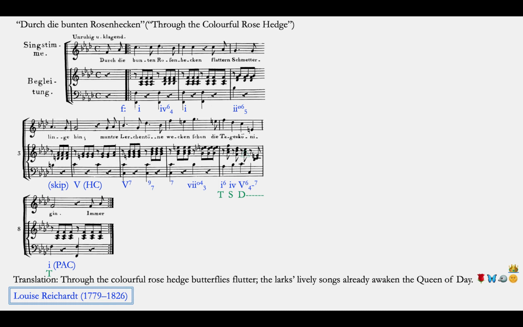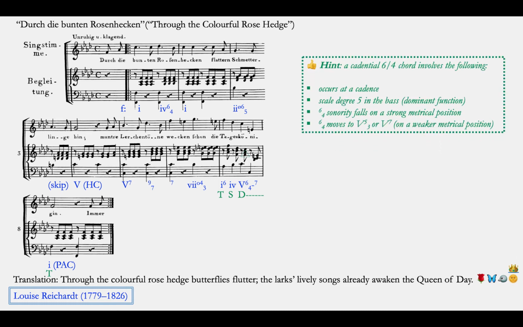In this course, we will be labeling it 5 and writing 6/4 going to 5/3, or in this case, 6/4 going to 7. So a few important things to remember. Cadential 6/4 occurs at a cadence, over the dominant at a cadence. We have scale degree 5 in the bass.